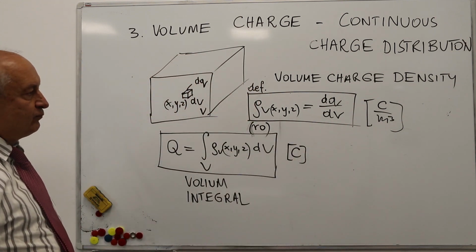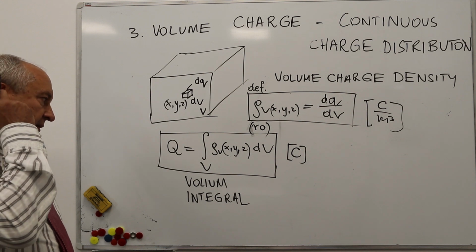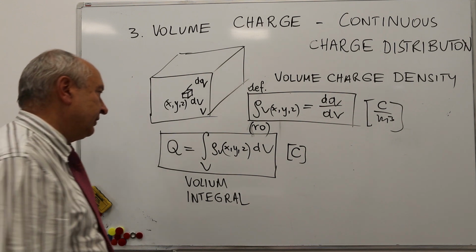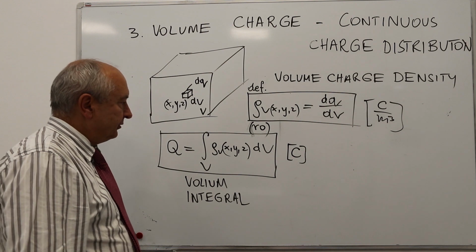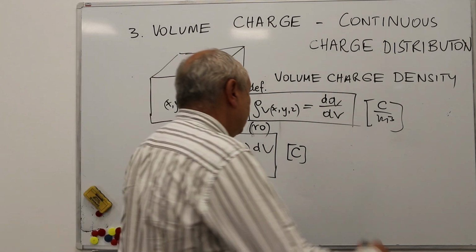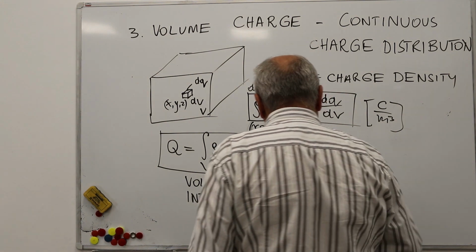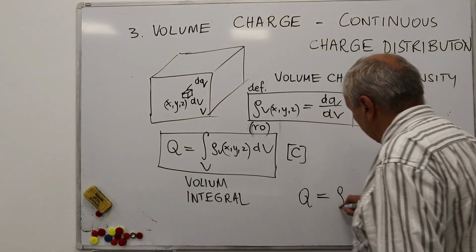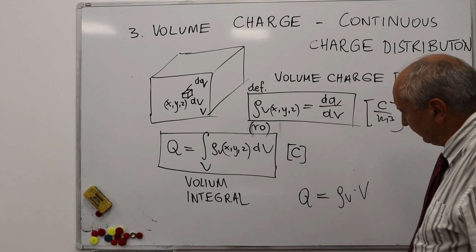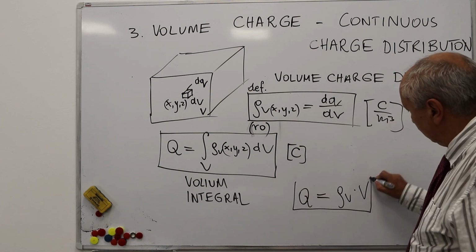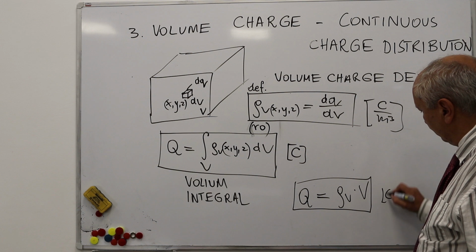And finally, when we have uniform charge distribution, the total charge is calculated from the formula rho multiplied by V. The unit is Coulomb.